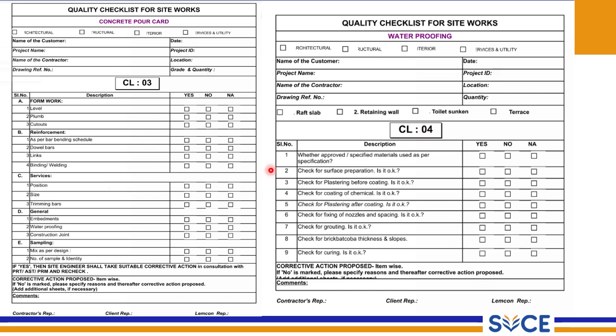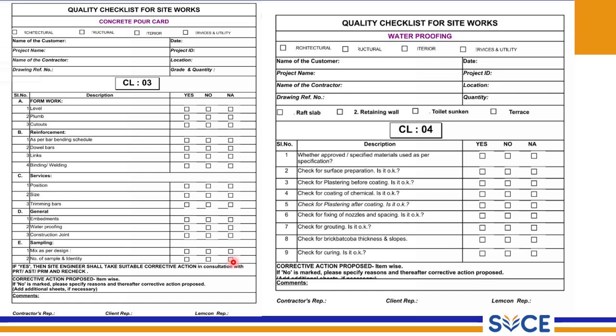So all those things, if it is yes, there's no problem. If one or two are no, then you have to make sure you give some proper corrective actions. Okay, and you send it to the engineer. The responsible engineer will take some corrective actions, and he will make sure that it doesn't happen in the next part of the work. Okay.